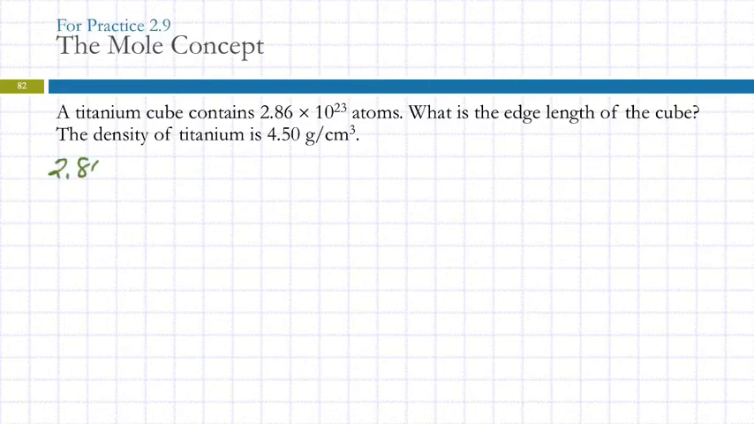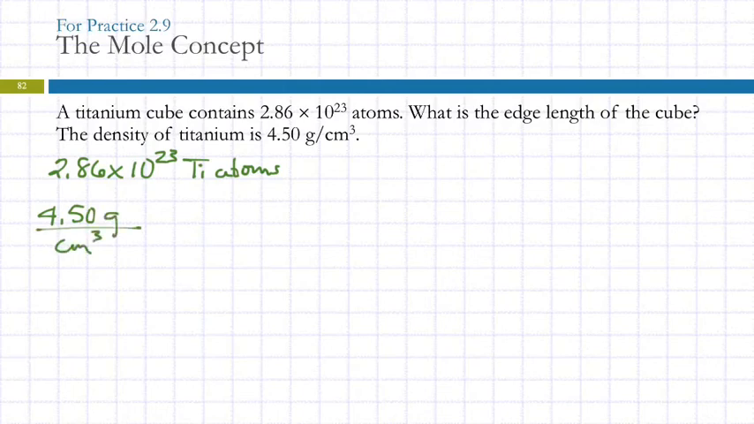So I've got 2.86 times 10 to the 23rd titanium atoms, and I've got a density given of 4.50 grams. I want to write that vertically so I recognize that it's a fraction. Somebody was showing me their work last night, and they had the slash, and they were getting things upside down because they weren't seeing that the cubic centimeters is in the denominator. Okay, so we've got that.